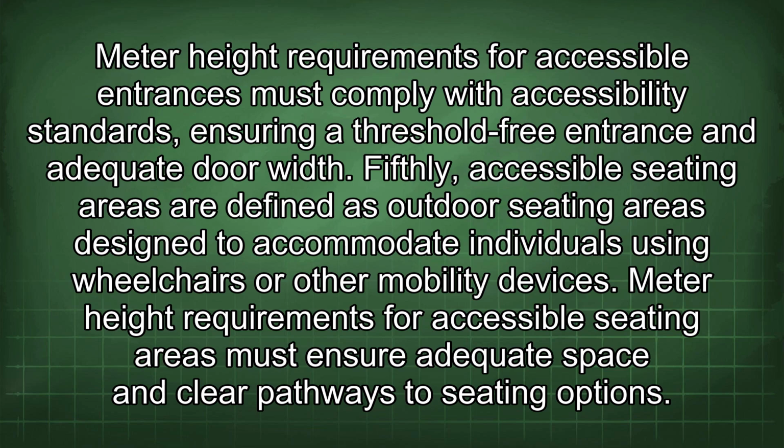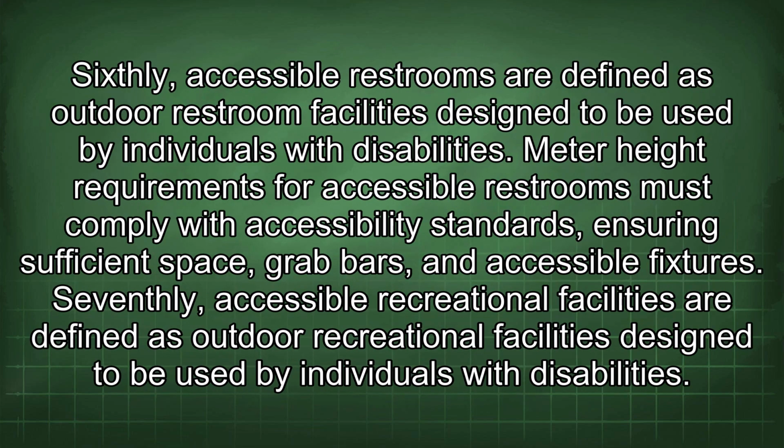Fifthly, accessible seating areas are defined as outdoor seating areas designed to accommodate individuals using wheelchairs or other mobility devices. Meter height requirements for accessible seating areas must ensure adequate space and clear pathways to seating options. Sixthly, accessible restrooms are defined as outdoor restroom facilities designed to be used by individuals with disabilities. Meter height requirements for accessible restrooms must comply with accessibility standards, ensuring sufficient space, grab bars, and accessible fixtures.